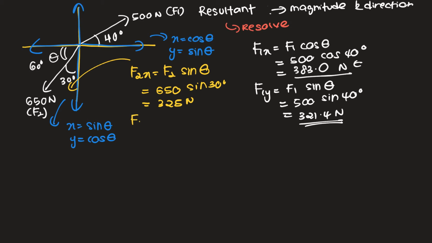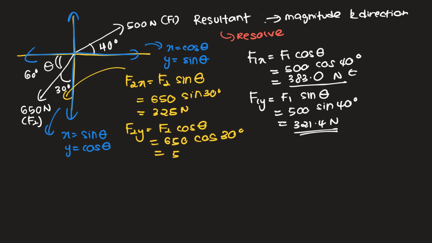And then find the F2y, which is F2 cos theta. It will be 650 cos 30 degrees. So you are going to get 562.9 Newton.